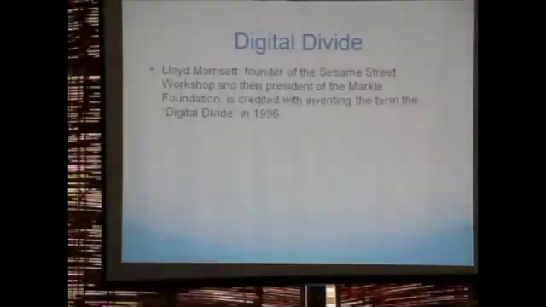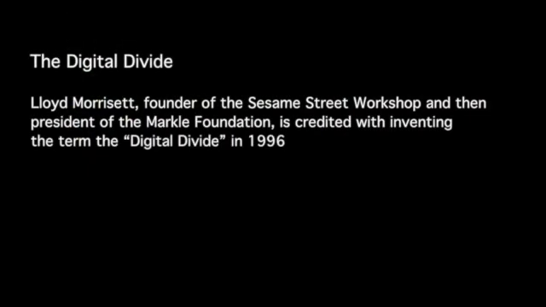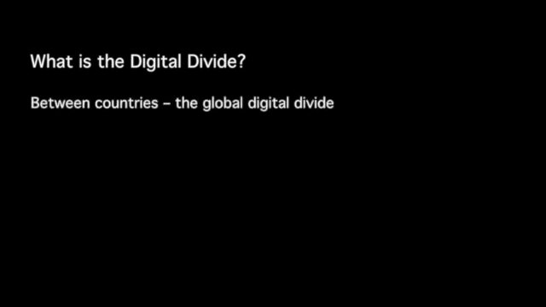When the whole idea of digital divide actually caught the public imagination, it was when the Sesame Street was developed, a workshop. The president is supposed to have used the word digital divide and said we need to bridge it. Now when you talk in terms of bridging the gap, what are the digital divides that you want to bridge? One is between countries, massive difference between countries, and the second is digital divide within the people.